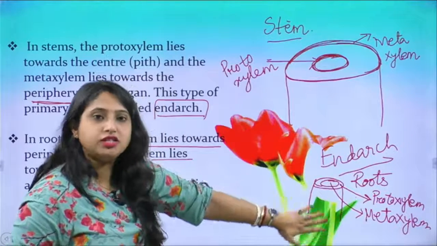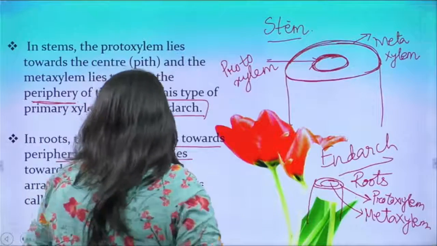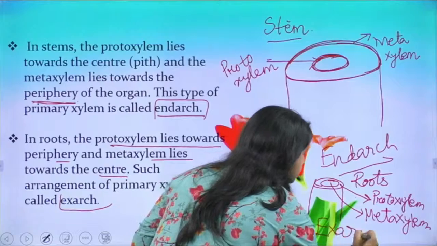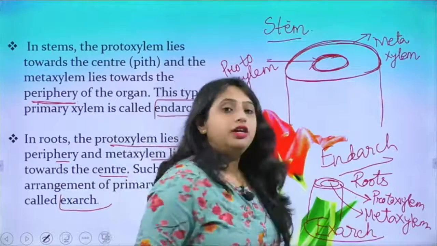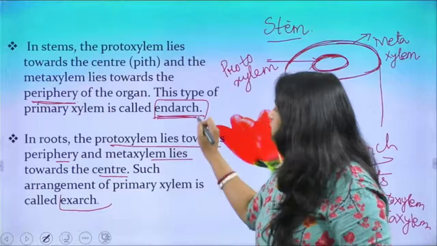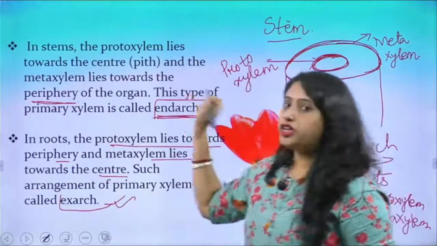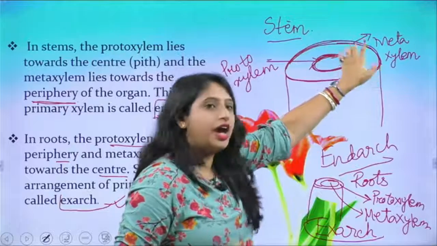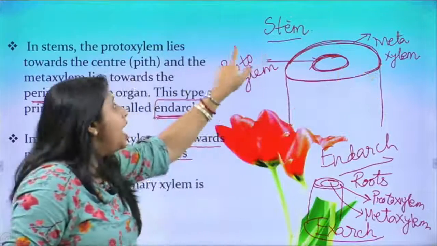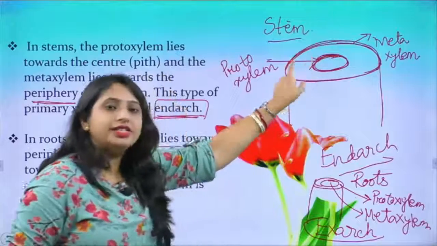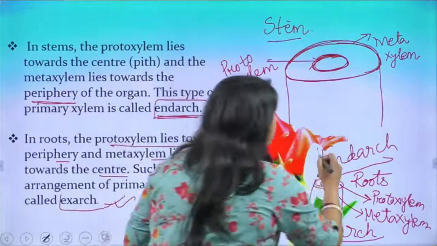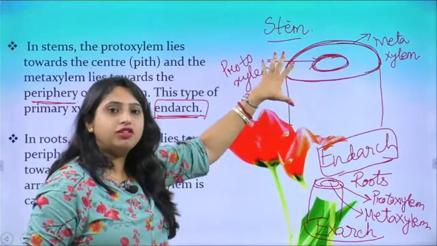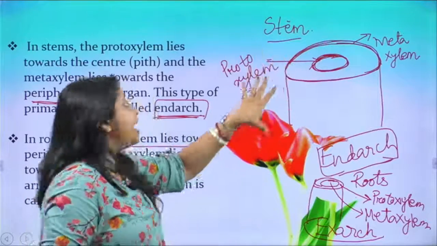This arrangement is known as your exarch. Clear? So what is the definition of endarch and exarch? It is very, very simple. Just remember this diagram. The metaxylem will be lying in the periphery in case of the stem, and the protoxylem will be lying in the center, and this arrangement is called endarch. It is seen in the xylem of the stem.